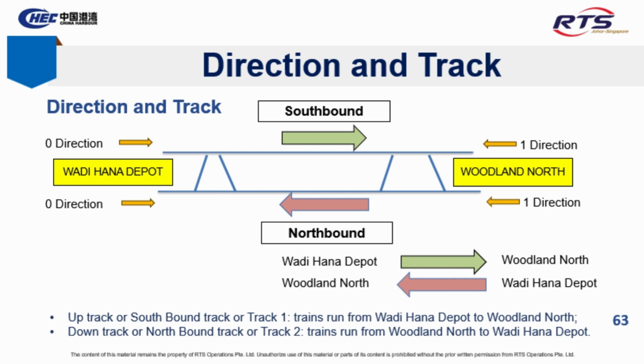Slide 63. Direction and track. Track 1 is the southbound line. Trains run from Wadi Hana Depot to Woodland North. Track 2 is the northbound line. Trains return from Woodland North to Wadi Hana Depot. Always observe direction indicators, southbound line and northbound line.